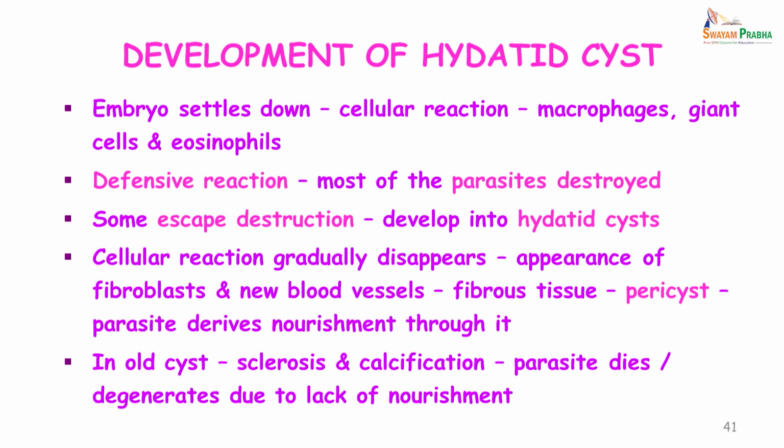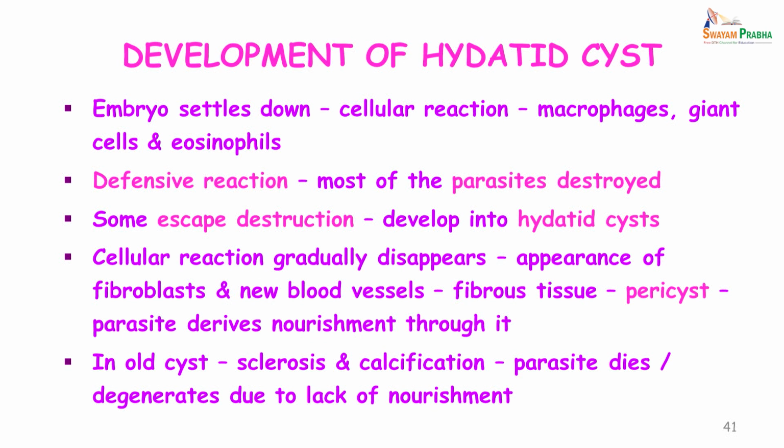So, the development of the hydatid cyst. Now, when an embryo settles down either in the liver, the lung, or any other part of the body, initially there is a cellular reaction, an inflammatory reaction, and the host inflammatory cells try and get rid of this embryo. If, however, the embryo escapes getting destroyed by them, then it develops into a hydatid cyst.